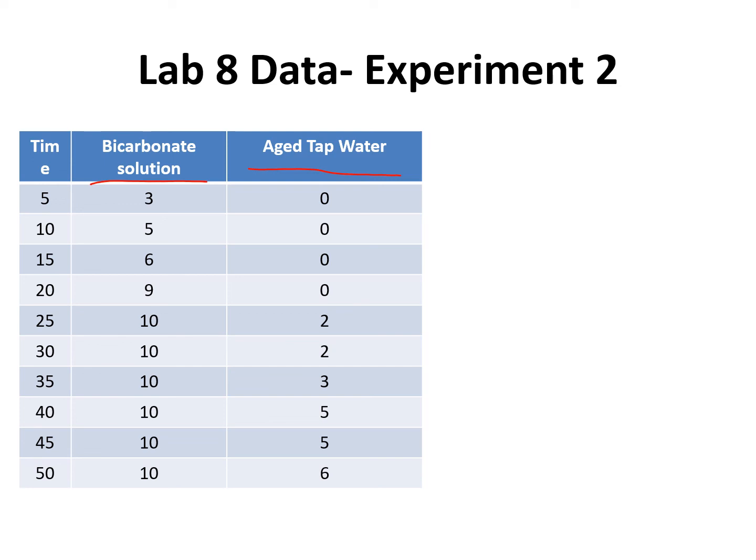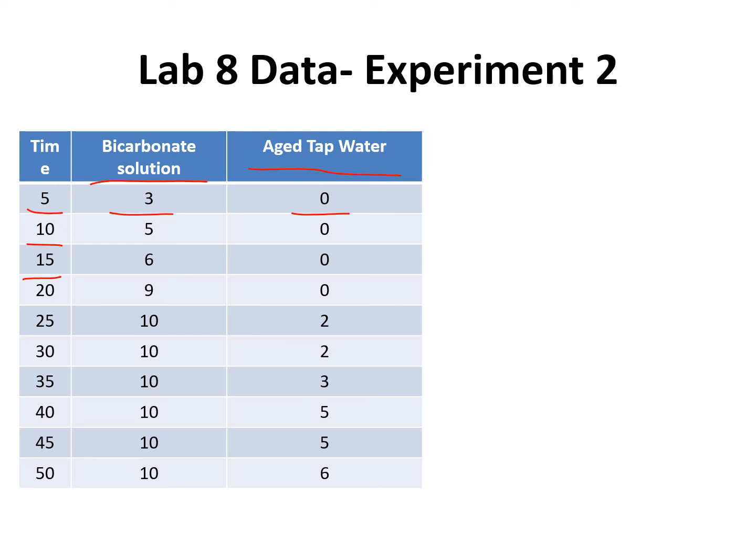So the time points are every 5 minutes, 5, 10, 15, and so on. And I've recorded how many leaf discs should have been floating at each time point. So at 5 minutes, in the bicarbonate solution, you would have had 3 discs, and in the aged tap water, you would have had 0. This is the data you should use, and also in your lab report, you are going to be making a graph.